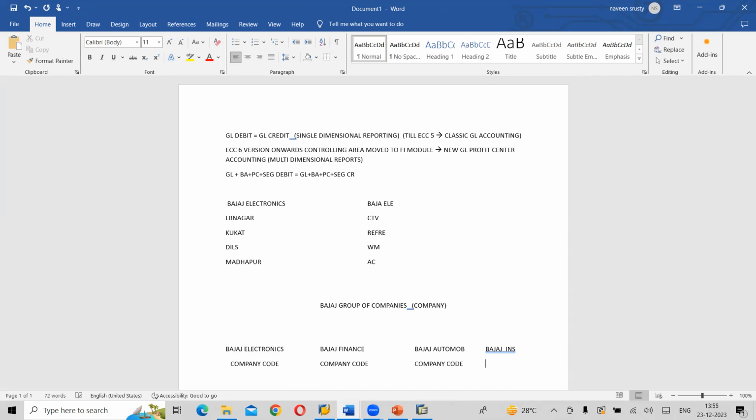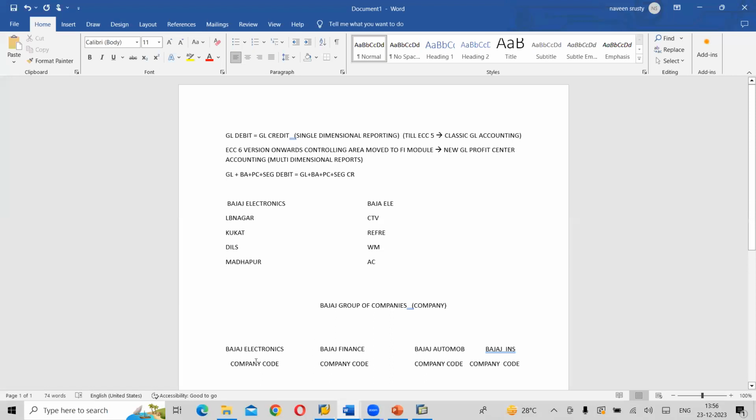Company code. What do you mean by company code here? It is considered as a legal entity. So for these company codes, all the books of accounts will be maintained. All the books of accounts will be maintained at company code level.